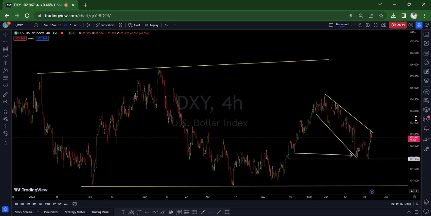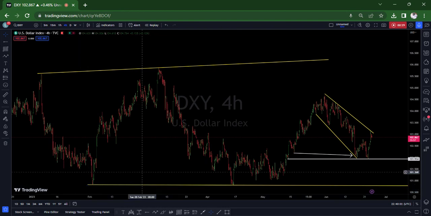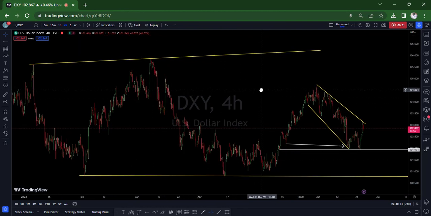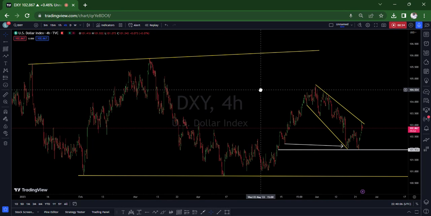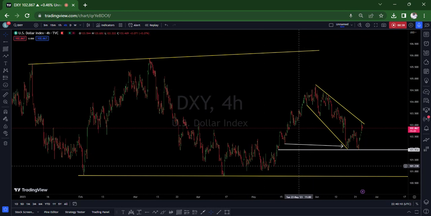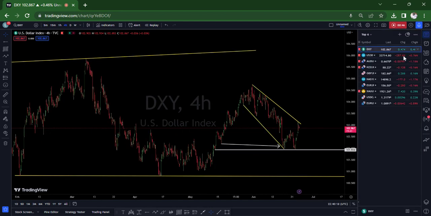I'll just be talking about a simplistic approach on how you can analyze the market using a pattern trading way. So this is DXY. I'm just going to go through the pairs I have for next week.